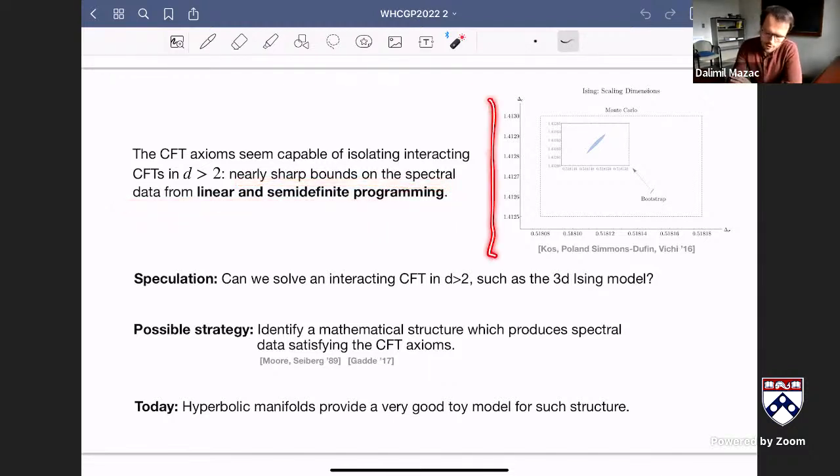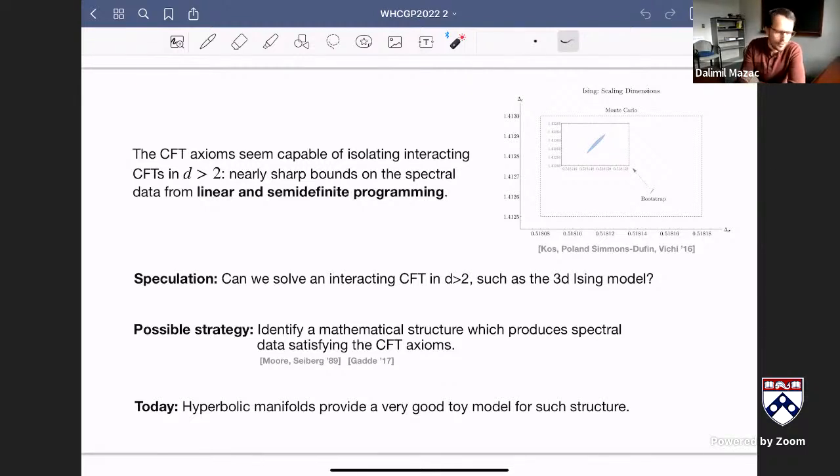Here's a plot which is supposed to demonstrate this for 3D CFTs, where everything which is not blue is excluded. The horizontal and vertical axes are some scaling dimensions in a 3D CFT, and the 3D Ising model is almost uniquely pinpointed by these bounds. So a speculation which comes from this observation of the big constraining power of the bootstrap is that maybe one day we can solve an interacting CFT in more than 2 dimensions, such as the 3D Ising model.